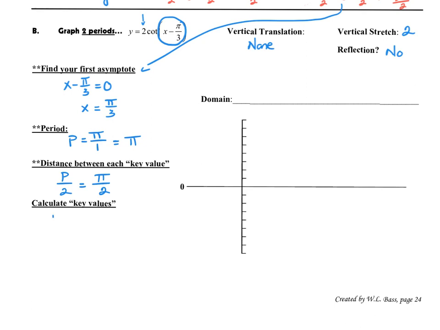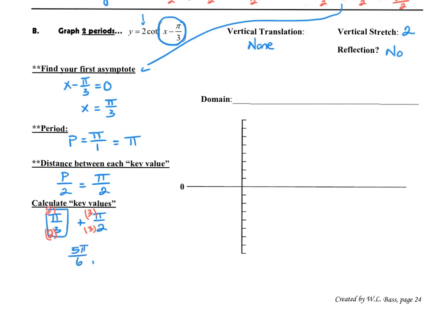So our first asymptote starts at pi over 3. And we want to add to that the pi over 2. That's the spacing between them. We're going to need to get some common denominators. So this is going to be a 3 over 3, and this is going to be a 2 over 2 here. And then we're going to just start doing our arithmetic. So we're going to have our 2 pi plus our 3 pi. So our next key value is going to be 5 pi over 6.